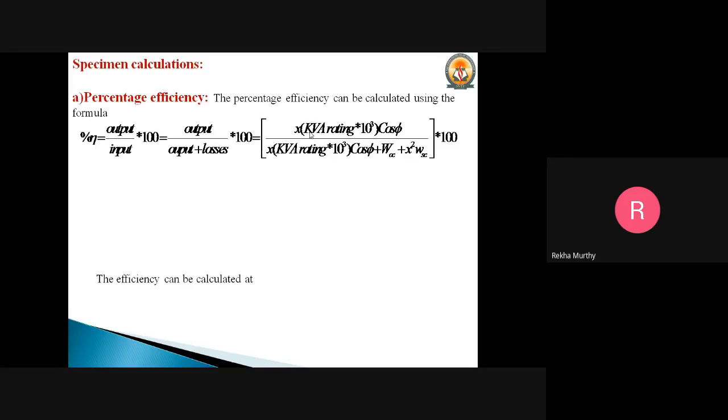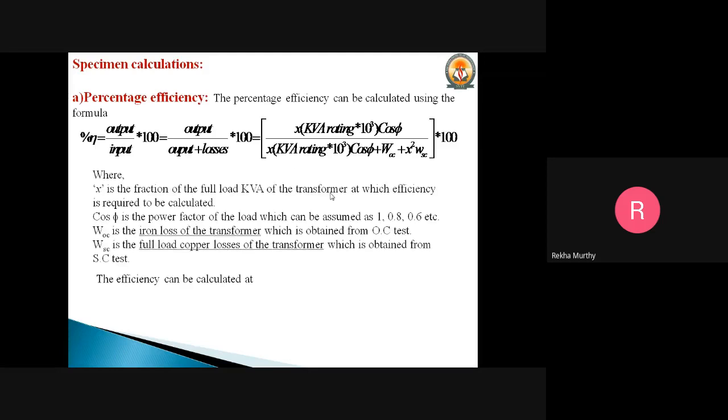That is X into kVA rating into 10 power of 3 into cos phi, divided by X into kVA into 10 power of 3 into cos phi plus WOC plus X square into WSC, into 100. Okay. So what is X? X will be the fraction of the load, right? So here we need to calculate for the different fractions like 1/4 of load, half of the load, 3/4 and 1.